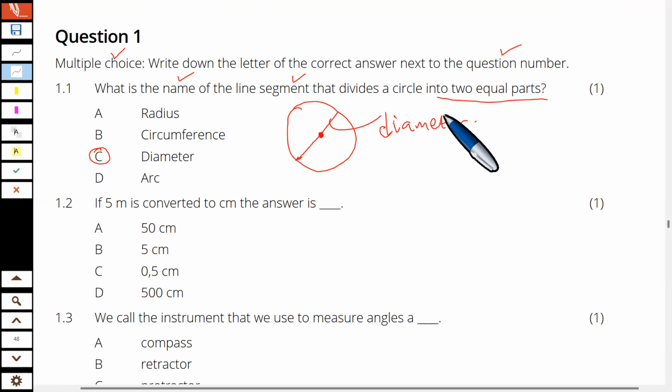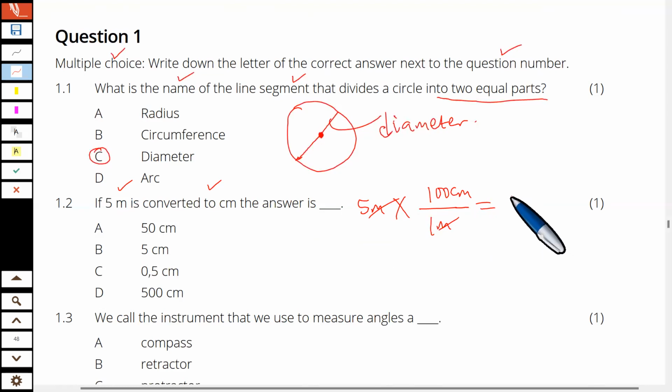Right, so the next one is, if 5 meters is converted to centimeters, what is the answer? So we're converting 5 meters to centimeters. To convert that, you take the 5 meters and multiply by, you need to remember that 1 meter is 100 centimeters. The meter cancels the meter, and therefore you have 5 by 100, which is 500. So what is the answer to 1.2? 500, and therefore the option is D.